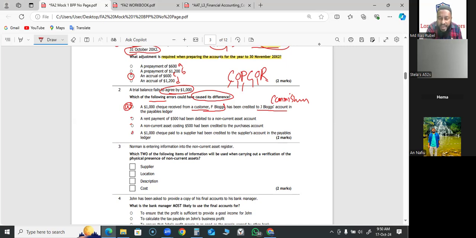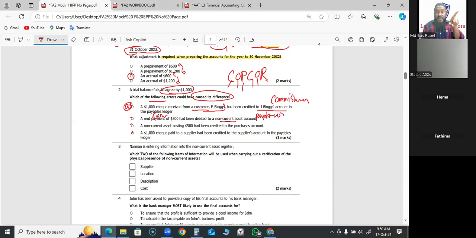A rent payment of 500 had been debited to a non-current asset. The rent is an expense, isn't it? A non-current asset is an asset. What type of error is this? Tell me. Error of? Who can write me? Principle. Well done. Thank you. Who said it? Fatima? Thank you. Well done. Thanks for the participation. Okay, that's well done. Principle. It doesn't create any suspense, and it is not the reason of the difference.